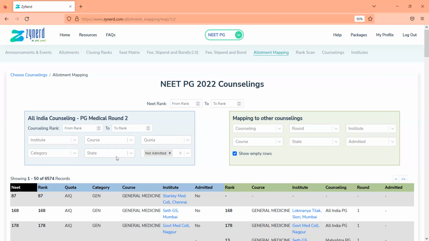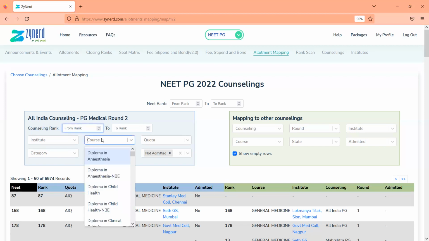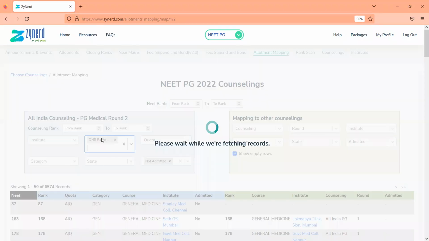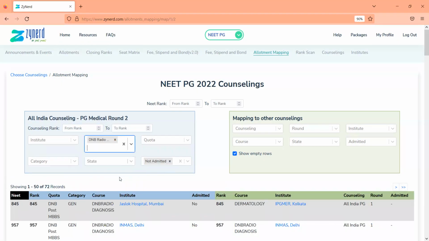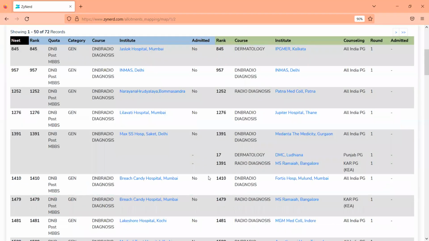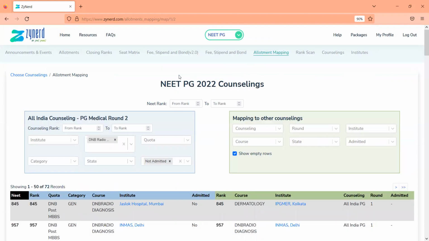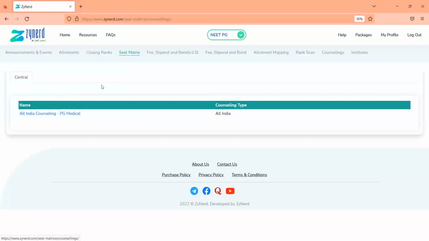So you can have a look at this for your rank range for the courses you are interested in. So let's say you are interested in DNB radio diagnosis, you will be able to filter on DNB radio diagnosis and see the complete list of seats that are available. What is a reference point? The reference point is the seat matrix of last year, right? So you can go back to the seat matrix of last year and refer to it.